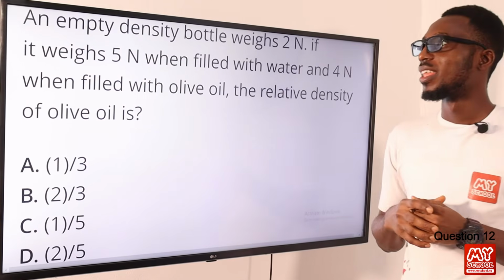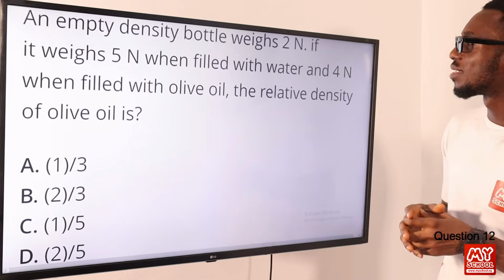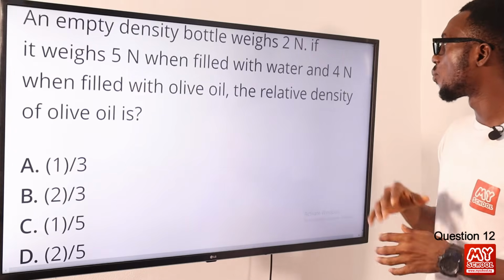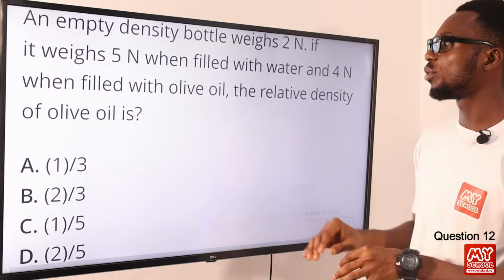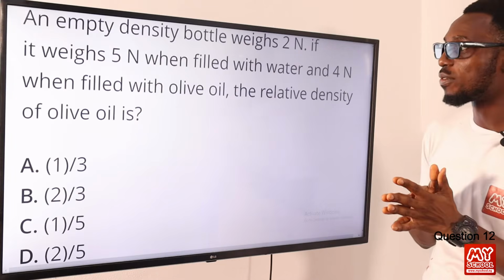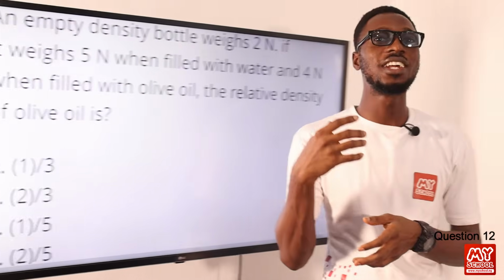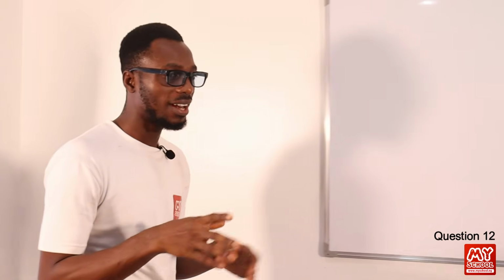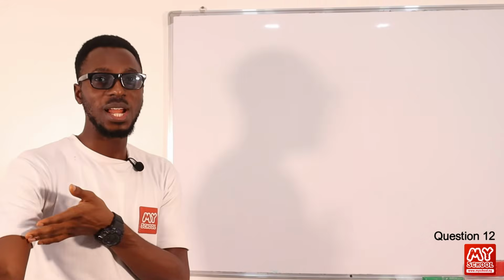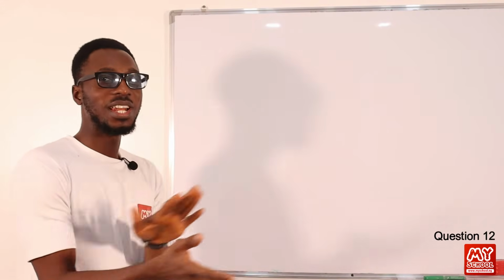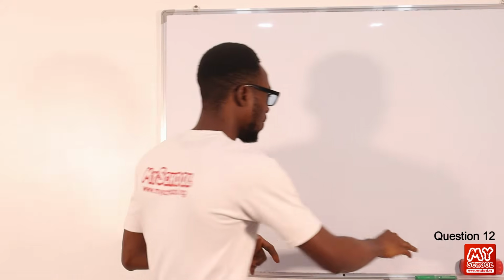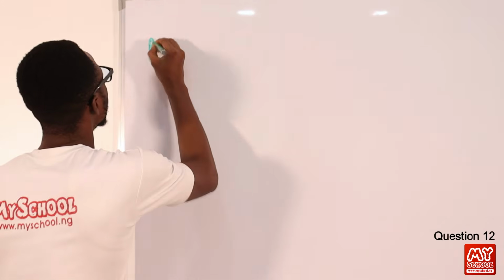12. An empty density bottle weighs 2 newtons. If it weighs 5 newtons when filled with water and 4 newtons when filled with olive oil, the relative density of olive oil is what? When you are working with relative density, or specific gravity, you are talking about the ratio of the density of a substance in reference to a particular substance. Right here we are looking at the ratio of the density of olive oil to water. Water is the reference now.